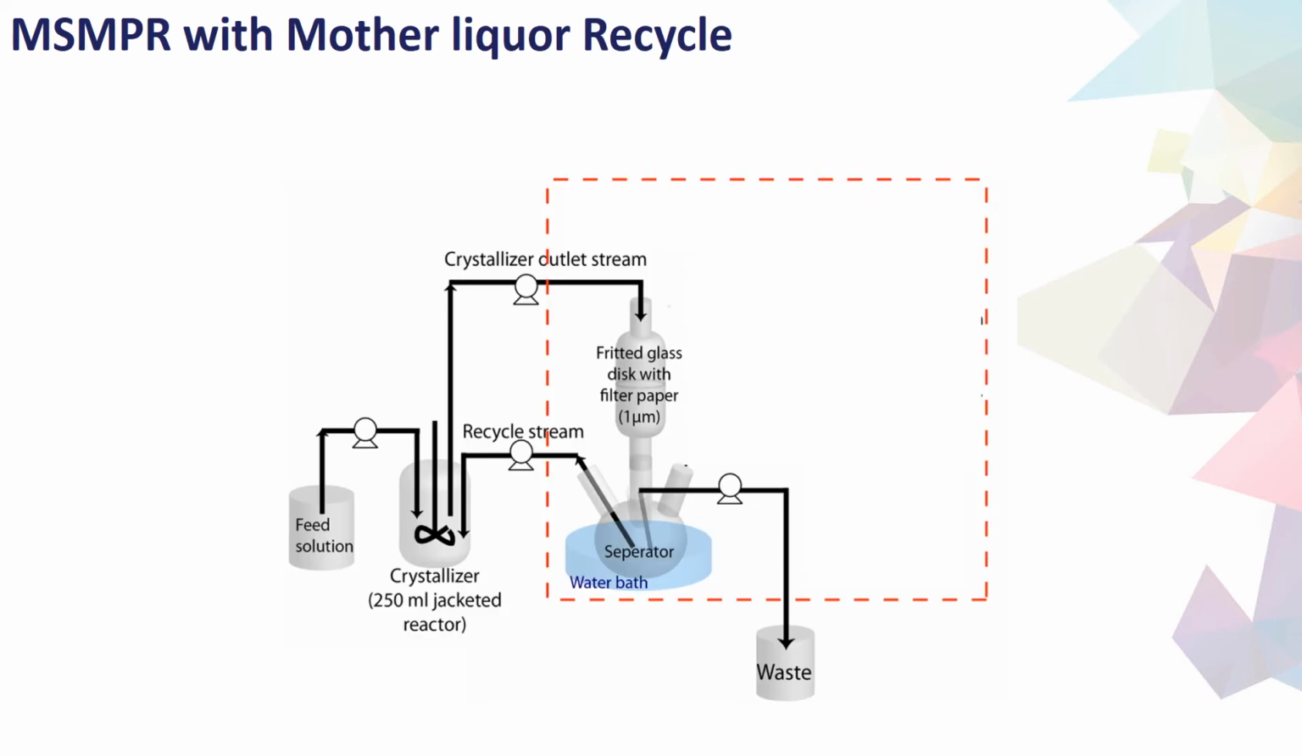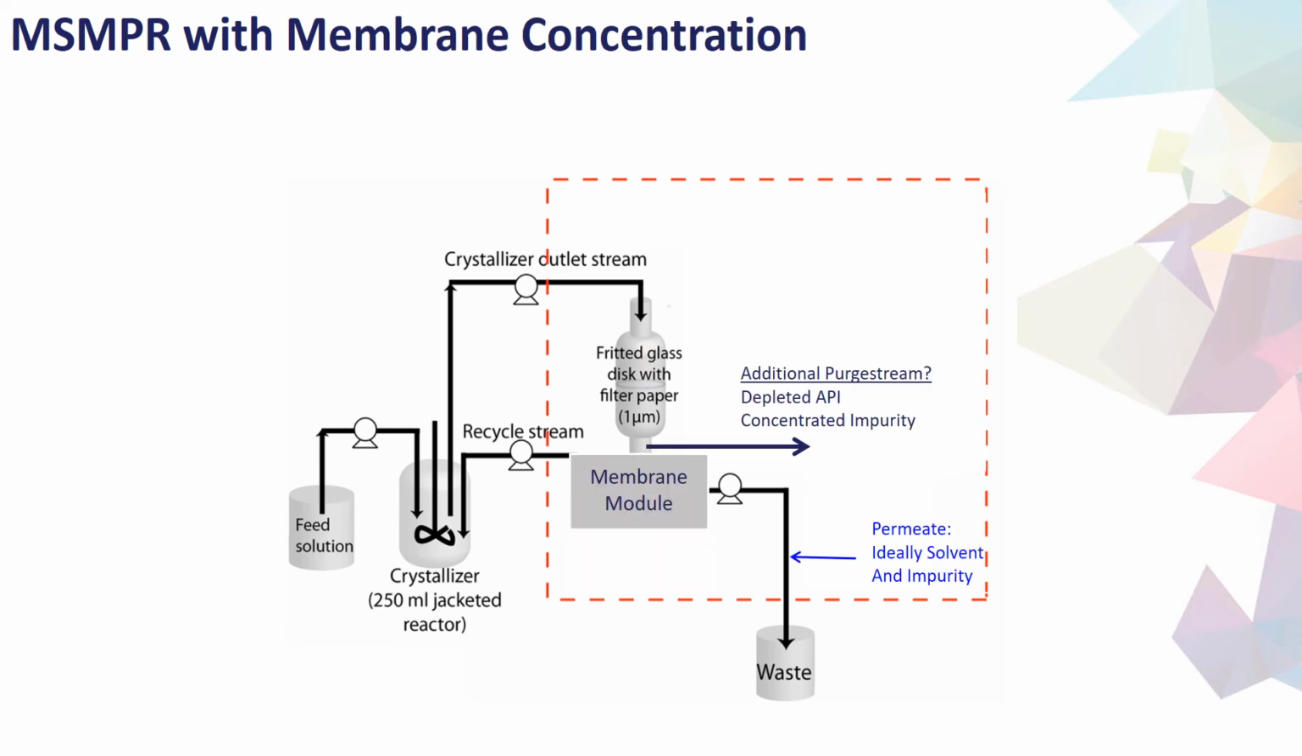So to do this, we take the previous system, where we would have an evaporator and a recycle loop set up with solids removal, mother liquor collection and concentration, and add in a membrane module in order to conduct the concentration. So some of the material will permeate the membrane, and this will go to waste.